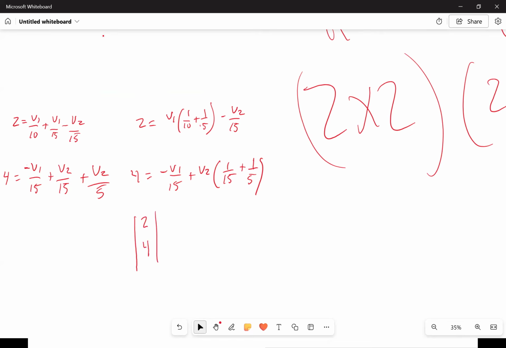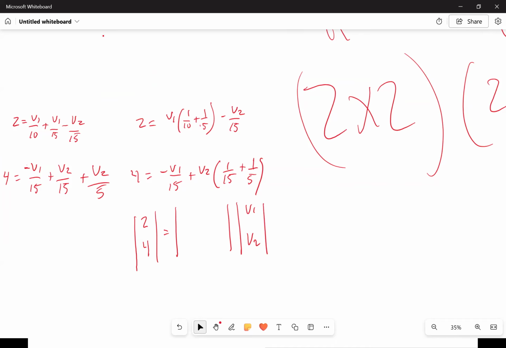I can do it on either side and it works perfectly fine. So I'm going to put my 2 and my 4, which are my known values, on the left in a matrix. And I'm going to make this wide enough again so that I can put all the terms, because I know that the center matrix has to be a 2 by 2 matrix. And this one over here is my variable matrix, V1 and V2.